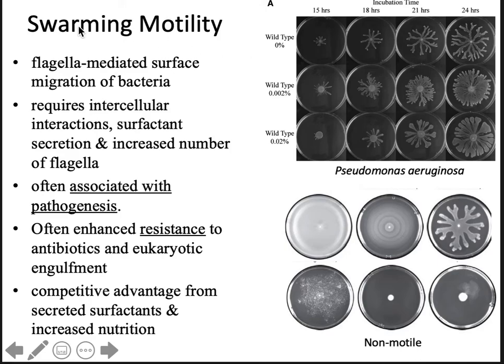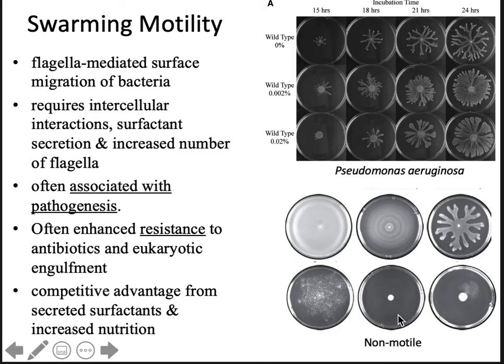In order to have swarming ability, you need to have lots of flagella, right? And you need to have flagella-mediated surface migration. So you need the ability to have this feedback of knowing you're on a surface, that it's time to implement swarming. Bacteria will not instantly swarm. There will be what we call a lag period where they make the surfactants and all the things involved in being able to ramp up to swarming.